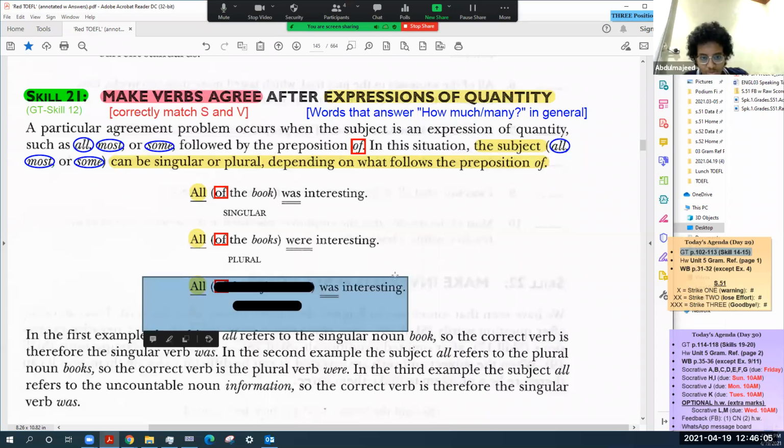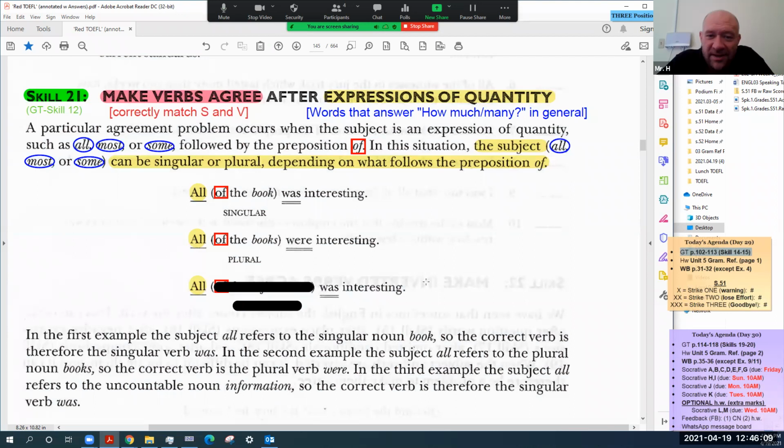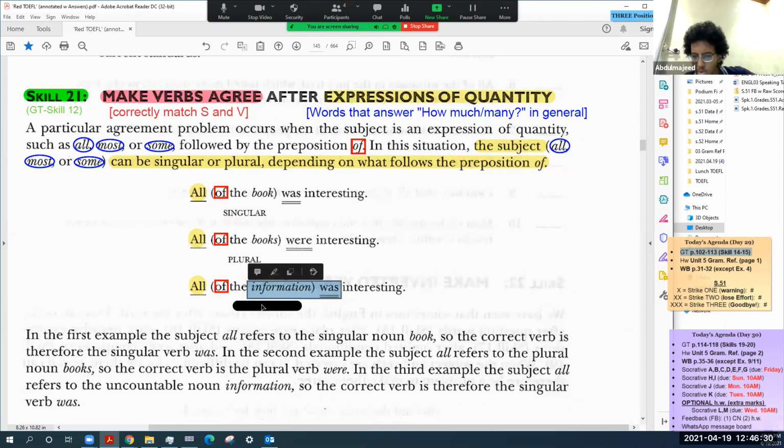All of the information was interesting. Is this a plural verb or singular verb? It's singular. And why is this a singular verb? Because the information is uncountable.